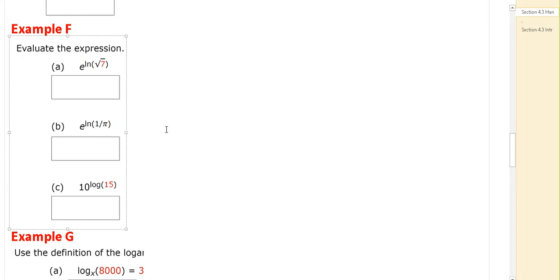How about a couple more here? e to the ln of 1 over pi. And then, well, I guess I skipped over one, e to the ln of the square root of 7. And finally, 10 to the log of 15. So let's take a look at all those.